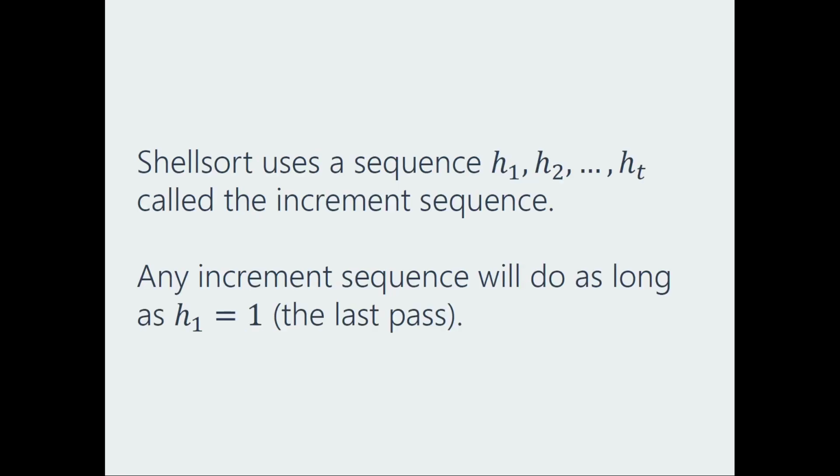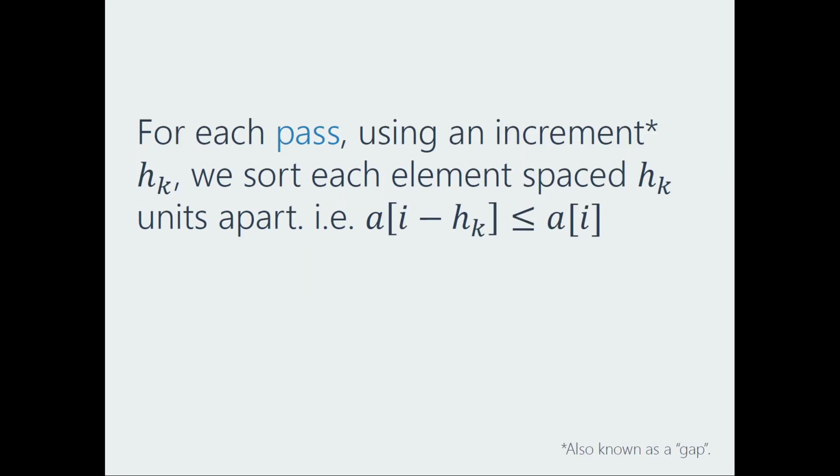Shell sort uses a sequence h of 1, h of 2 to h of t called the increment sequence. Any increment sequence will do as long as h of 1 is equal to 1, for the last pass. This increment sequence is more like a decrement sequence because you start with the highest value, then you go down to the smallest, which is 1. For each pass, using an increment h of k, or the gap, we sort each element h of k units apart, that is, a sub i minus h of k is less than or equal to a sub i.